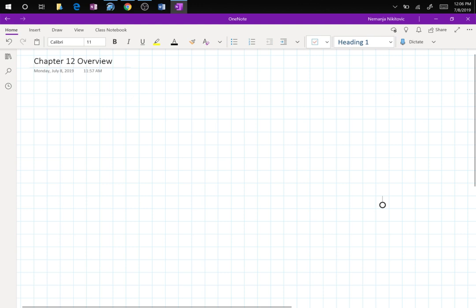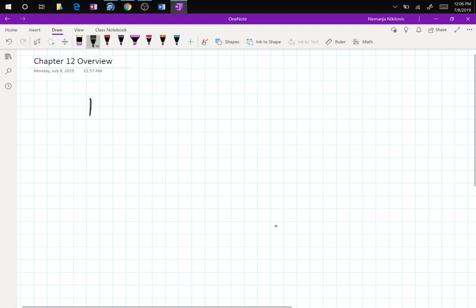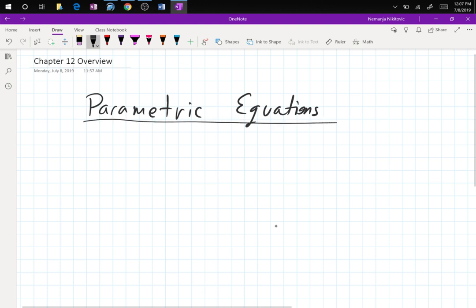So let's go and talk about first parametric equations. The easiest way to understand parametric equations is to just understand that parametric equations break dimensions apart. You have a system that is xy or xyz as a unit. Parametric equations separate dimension x from dimension y from dimension z and give them all their individual equations.